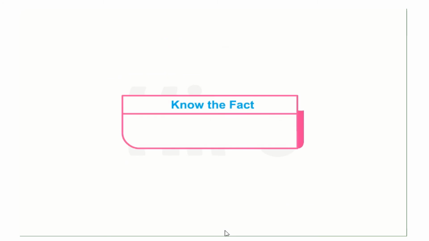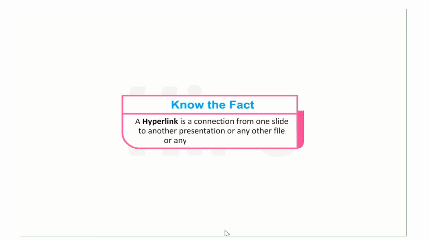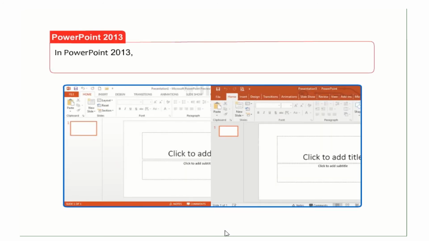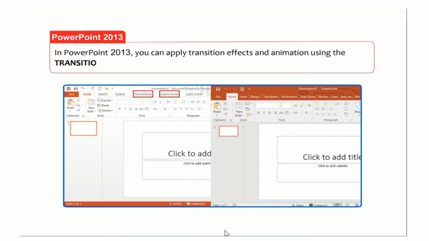Students know the fact that a hyperlink is a connection from one slide to another presentation or any other file or any website or web page. It can be applied on text or objects such as pictures, shapes, etc. Students also know that in PowerPoint 2013, you can apply transition effects and animation using the Transitions and Animations tab in the same way as we do in PowerPoint 2016.